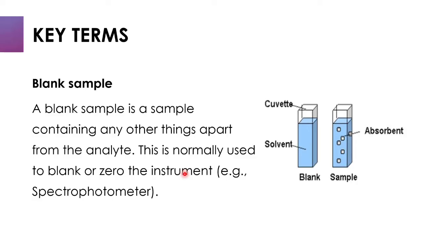spectrophotometry. If you look at the diagram or picture over here, we have our blank and our sample. The sample contains our absorbent, which happens to be our analyte, and the blank contains no absorbent, which is the analyte. So a sample containing all other things apart from the analyte is termed the blank sample.